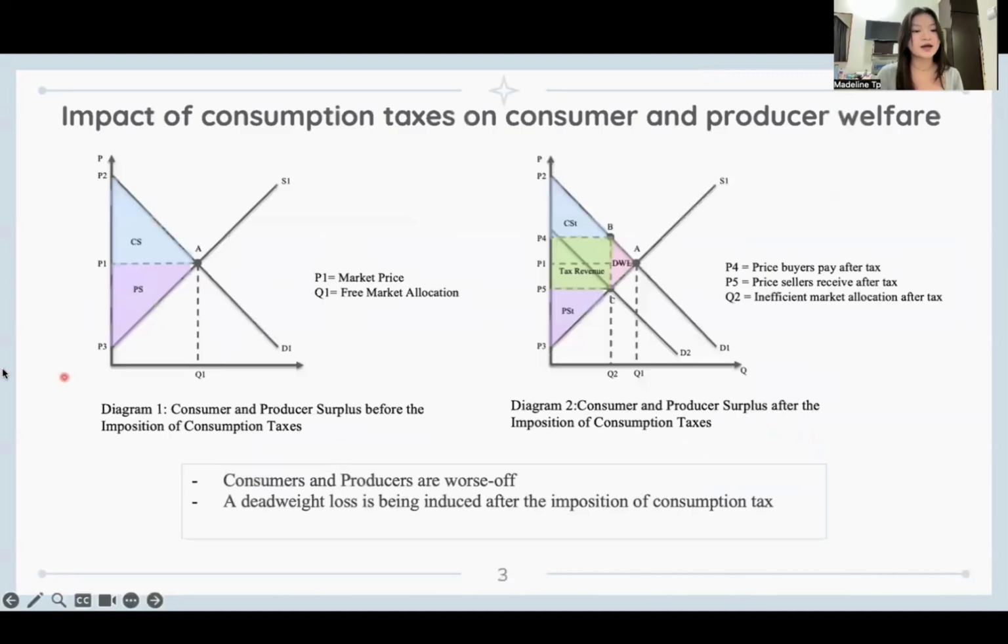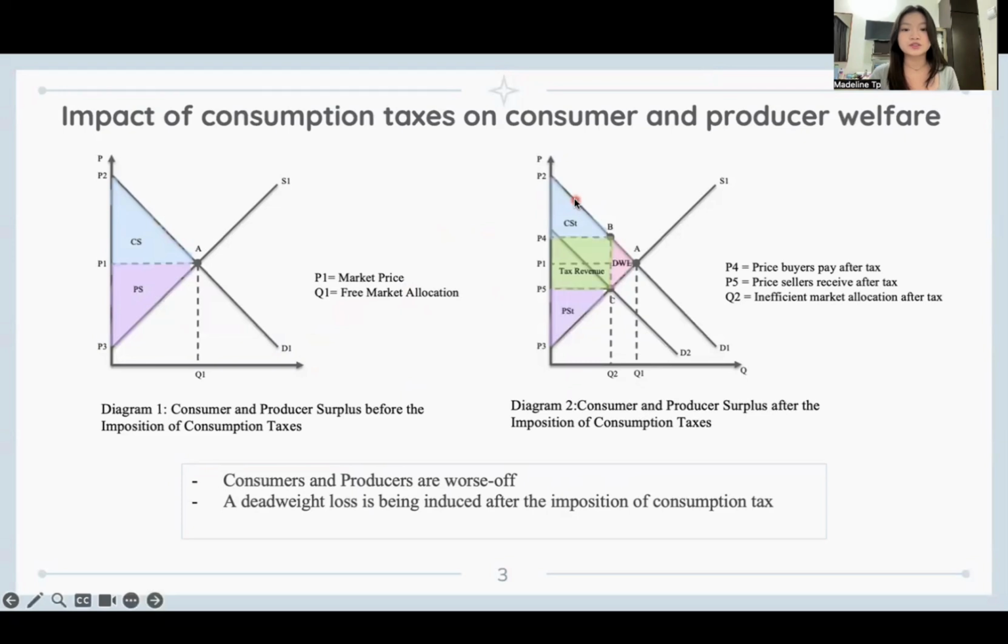As we can see, diagram 1 shows the consumer and producer surplus before the imposition of taxes, while diagram 2 shows the consumer and producer surplus after the imposition of consumption tax. This blue triangle shows the consumer surplus, and this purple triangle shows the producer surplus. After the imposition of consumption taxes, both the blue and purple triangle became smaller. This is because their producer and consumer surplus has decreased as they are receiving lower welfare.